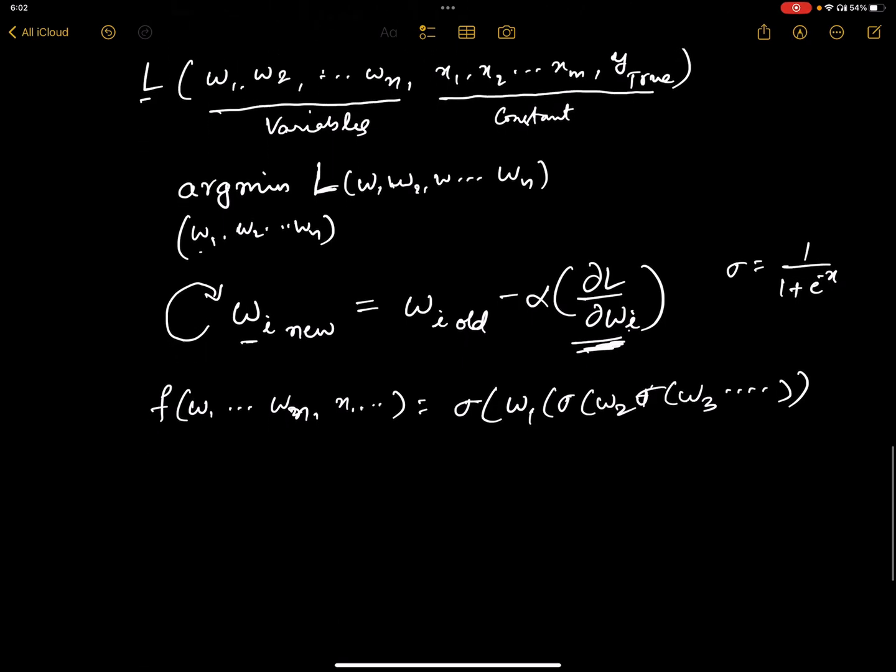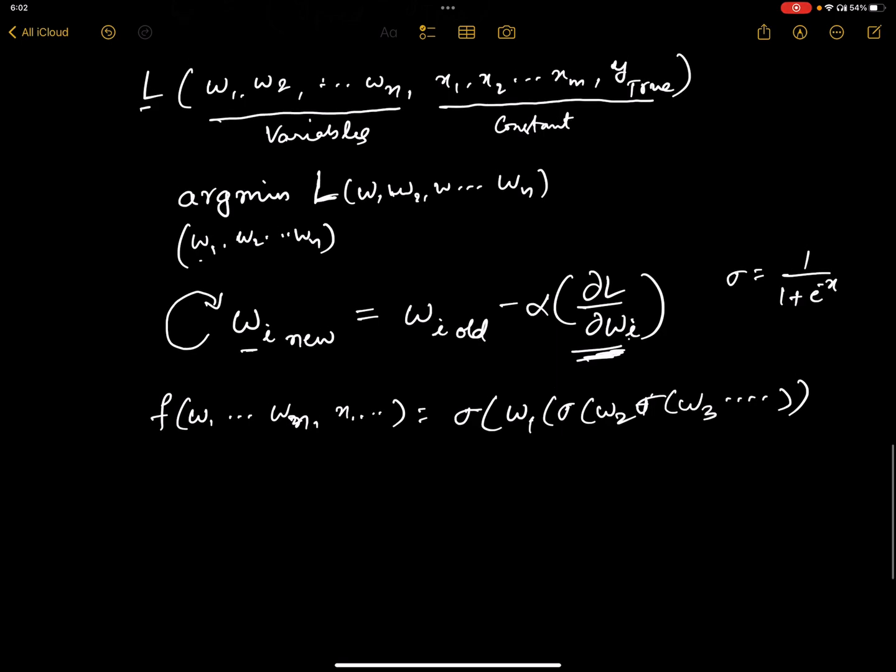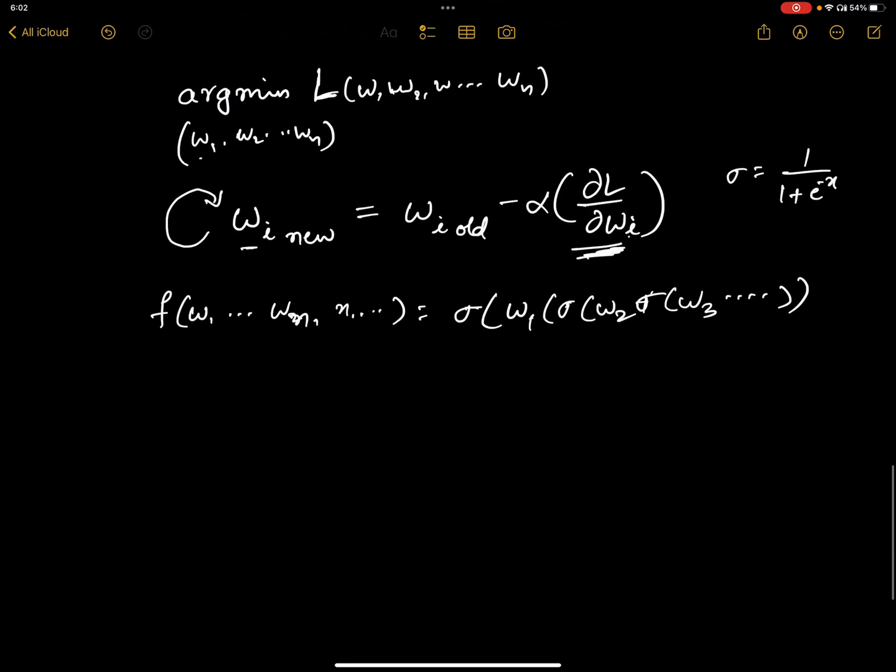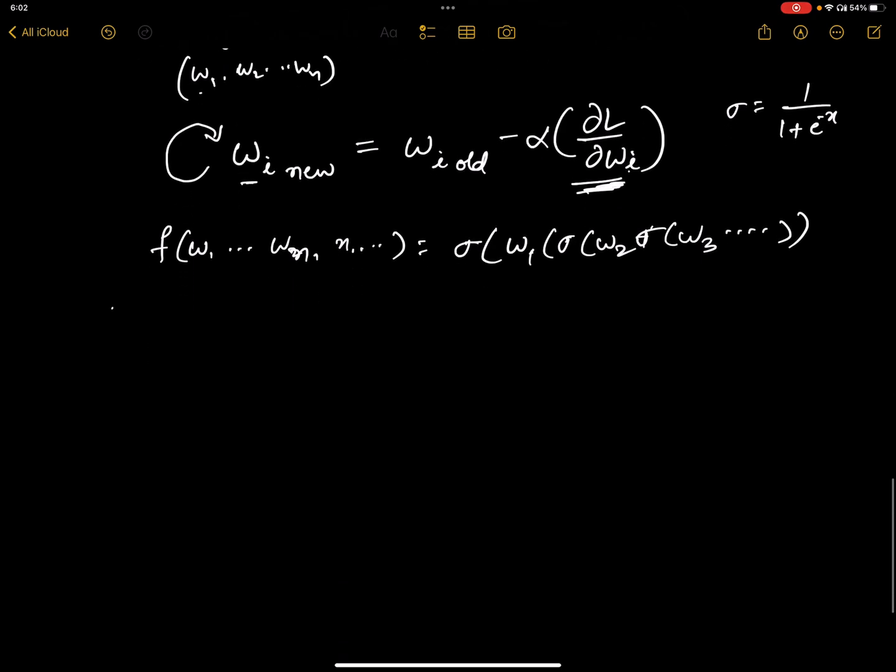So the question is, how do we efficiently find the partial derivatives and then plug them into this gradient descent equation, so that we can arrive at a set of weights where the loss is minimum. For that we have the back propagation algorithm.